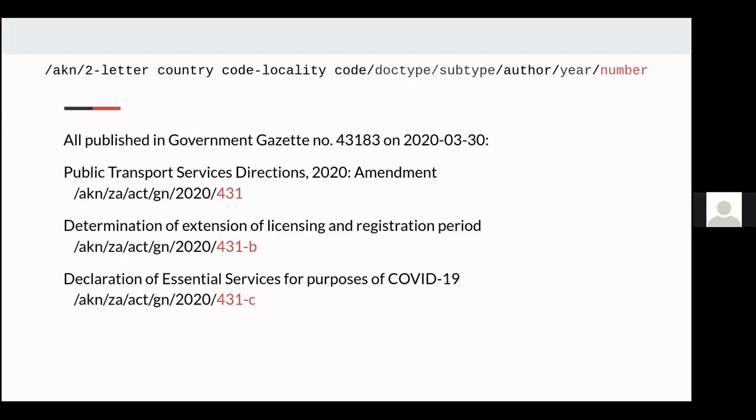So we sort of worked around that, or worked with it, where we have multiple notices with the same number. We just tack B and C, etc., onto the end of the subsequent numbers.